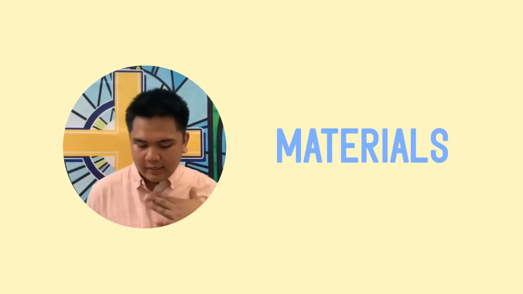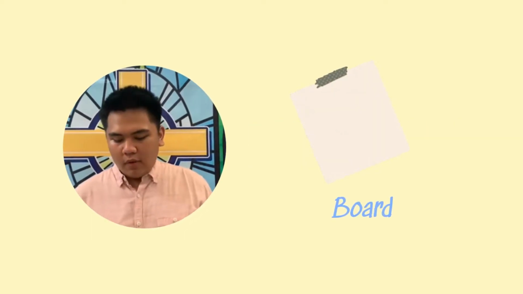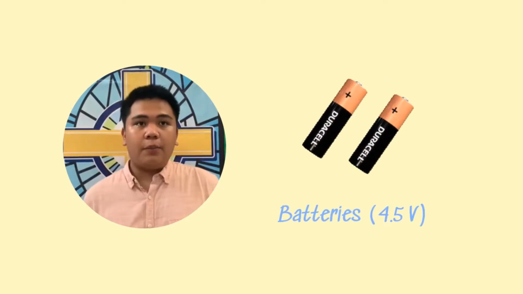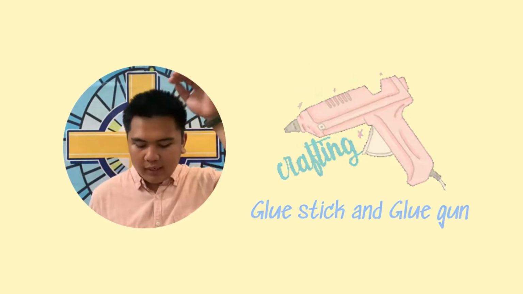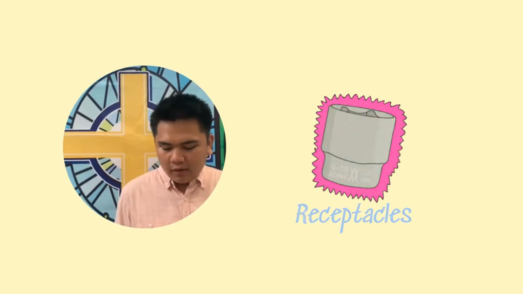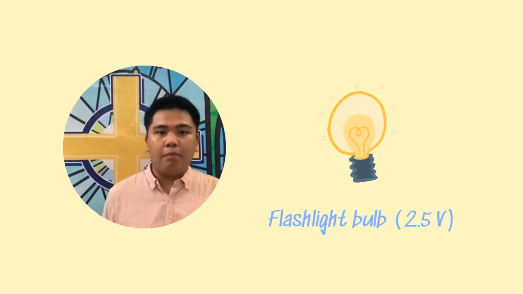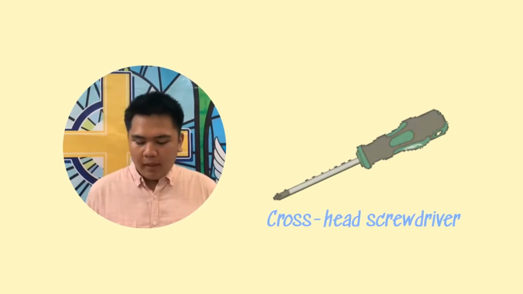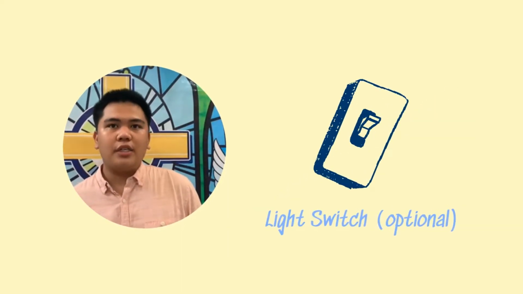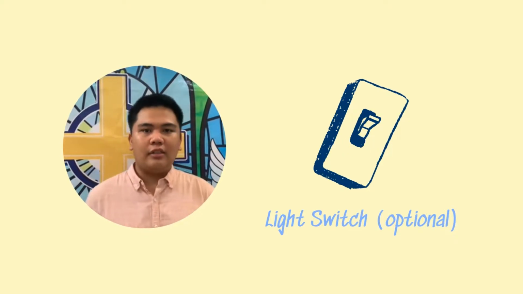Now, we all know how Ohm's law works. Let's proceed on how to make a circuit. So, the materials we need for making a circuit are plywood or hardboard, batteries that's 4.5 volts, pig clippers, glue stick, glue gun, masking tape, receptacle, flashlight bulb, 2.5 volts, electric wire, crosshead screwdriver, and switch. Switch is just optional. That's all. Thank you. For the procedure, step 1.